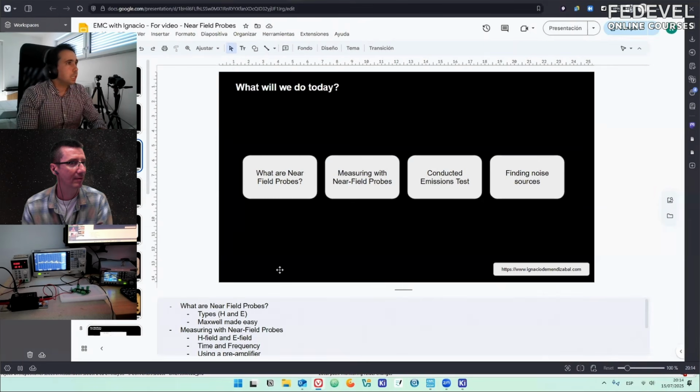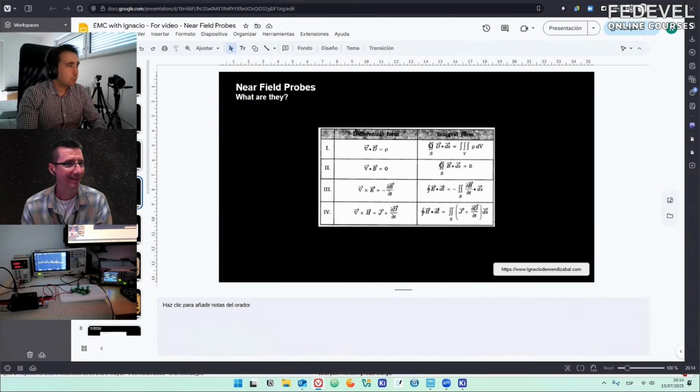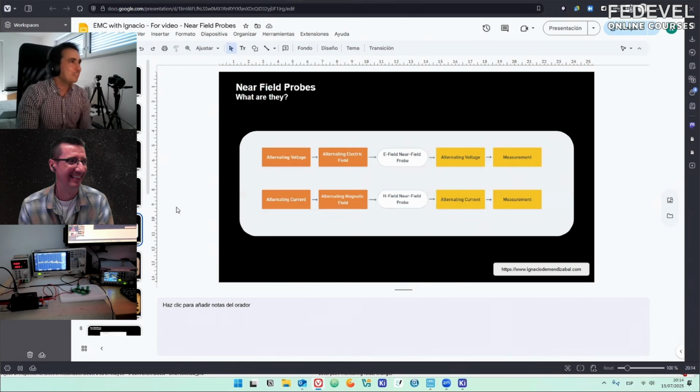So the idea is here, what are the types of probes? We didn't want to scare people with a lot of equations, but no problem. This is not an electromagnetic class. You can stay calm.